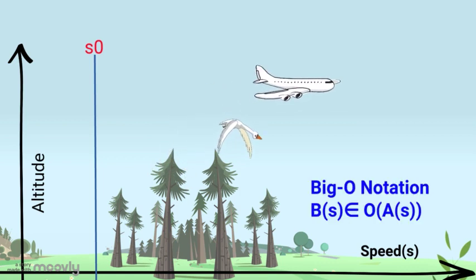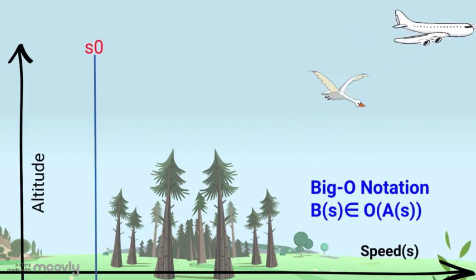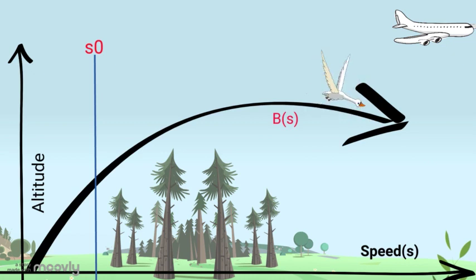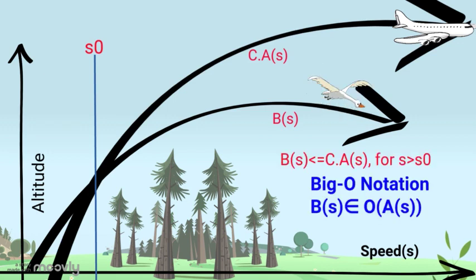So this can be represented in Big O notation as B of S belongs to O of A of S. A of S is the reference function and B of S is the given function. So here the altitude of the aeroplane is always higher than the altitude of the bird, which is represented as B of S belongs to O of A of S. The arrow here shows the track of the bird's altitude and the track of the aeroplane's altitude, where B of S is always less than A of S when multiplied with some constant. So this is represented as B of S belongs to O of A of S.